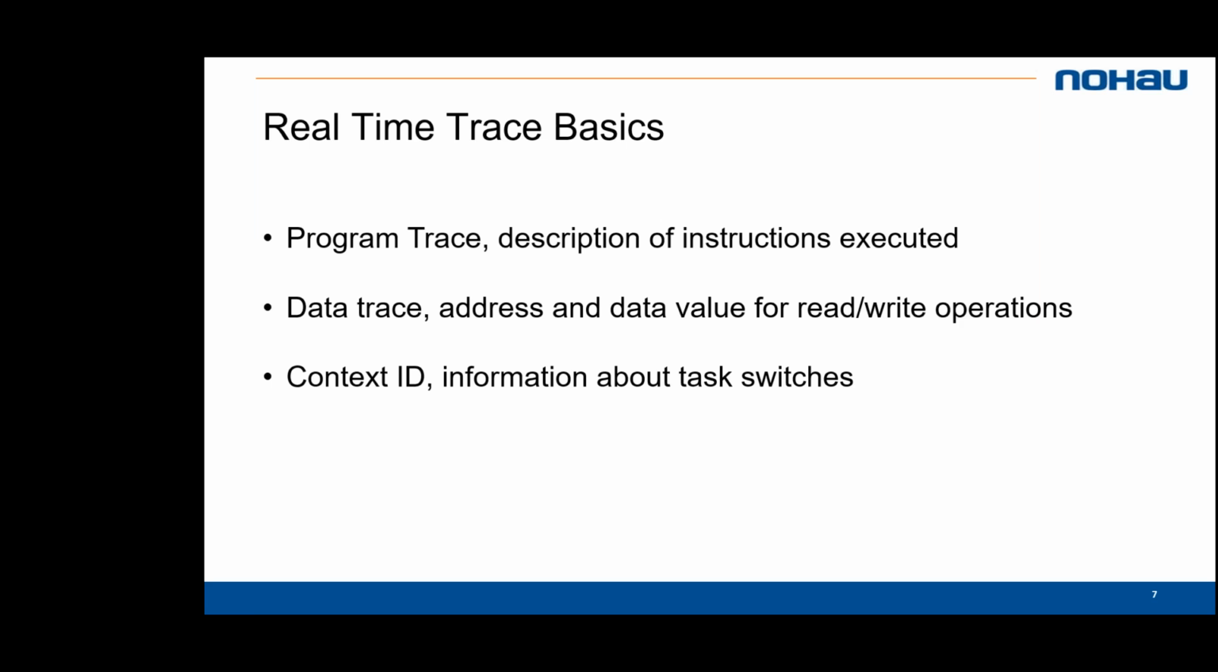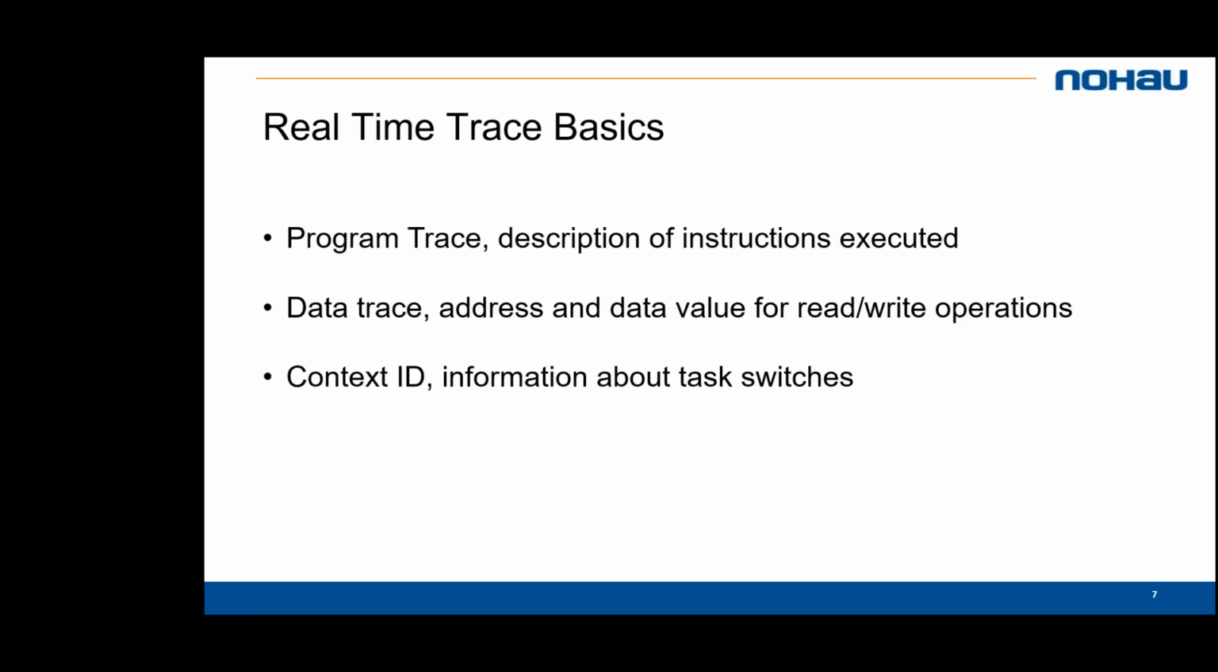So what type of trace information are there? There are a few different categories, and I've chosen a few of them here. There are more depending on the architecture, but these are more general and are available for most architectures. First of all, there is program trace. That is a description of the instruction that has executed. With this type of information, you can reconstruct exactly what part of the code has executed.